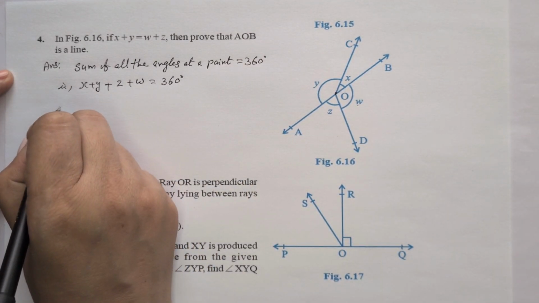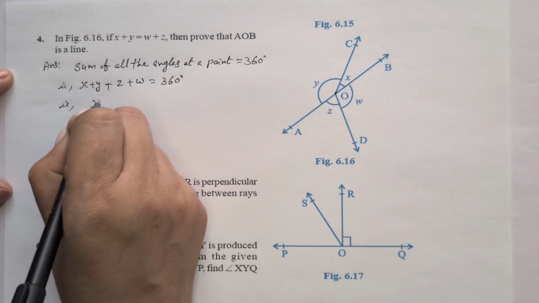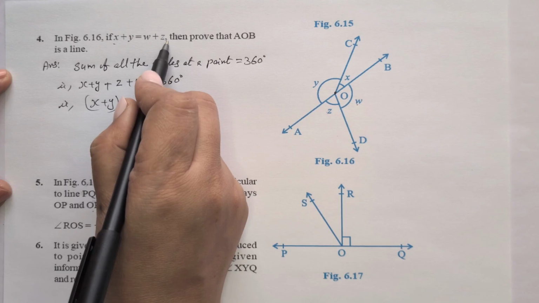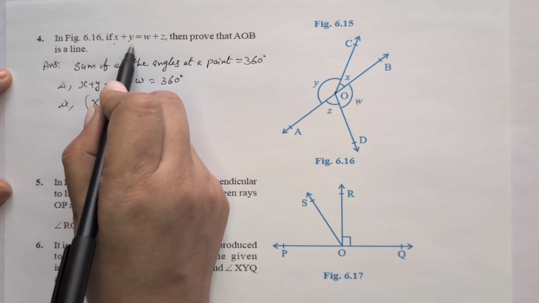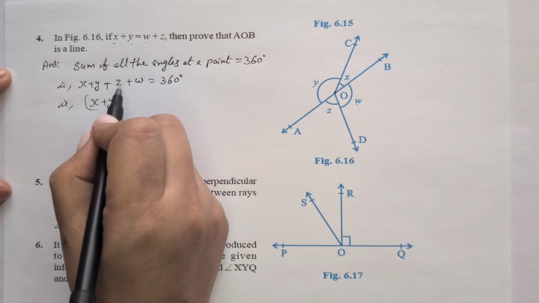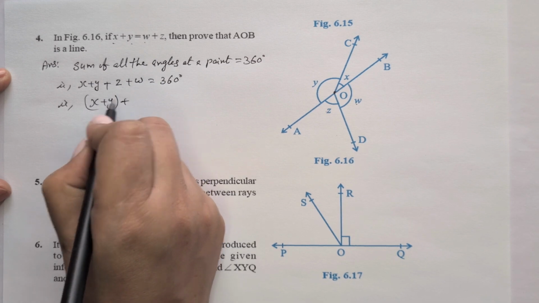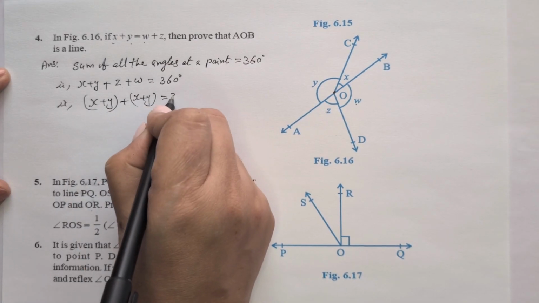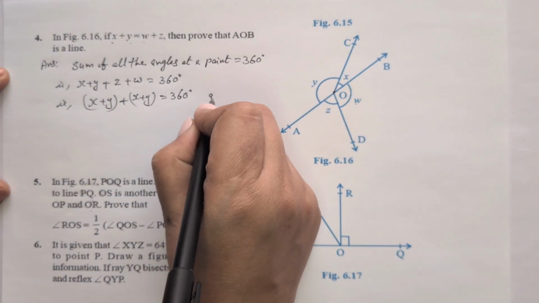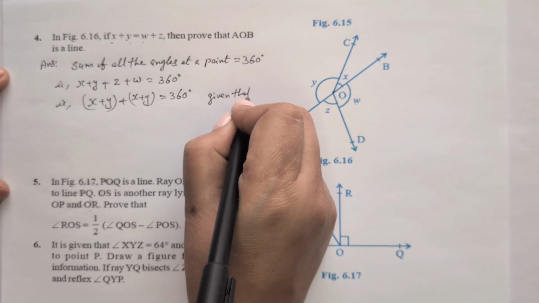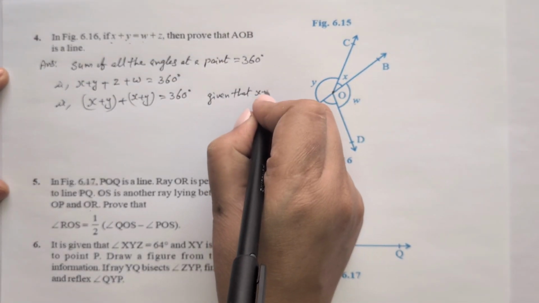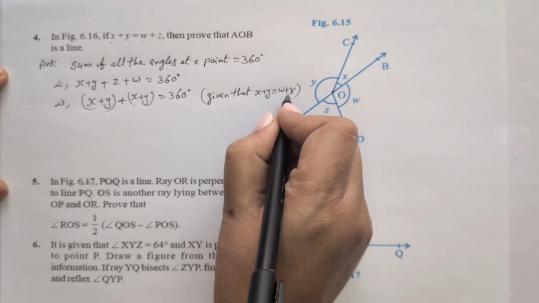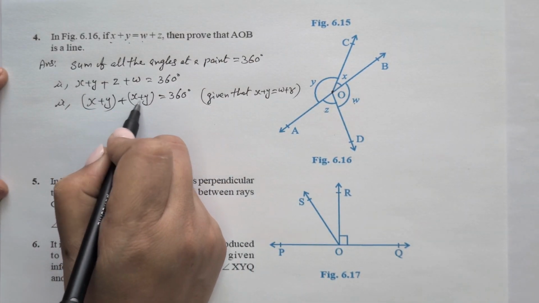Now we can write here x plus y, and it is given that x plus y is equal to w plus z. So in place of w plus z, we can write one more time x plus y is equal to 360. Reason: given that x plus y is equal to w plus z. So in place of w plus z, we replace that by x plus y.